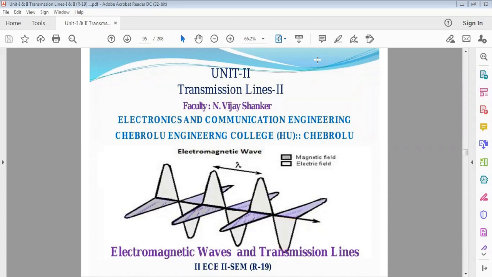Today, we are going to discuss a new topic in the second unit, transmission lines 2. That is the eighth wave line, quarter wave line, and the half wave line: lambda by 8, lambda by 4, and lambda by 2 lengths of the transmission lines.